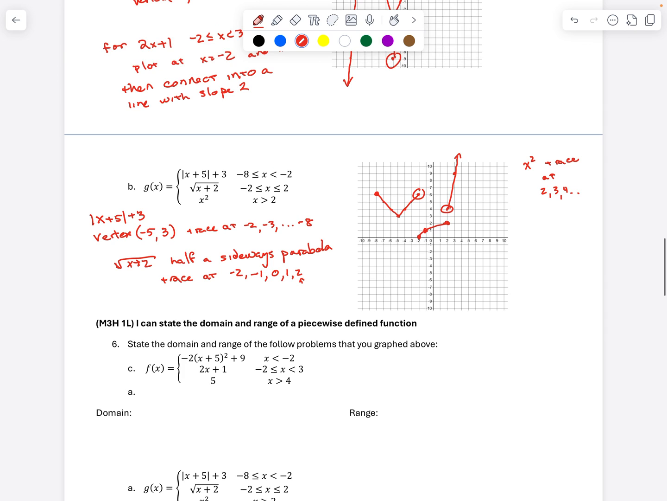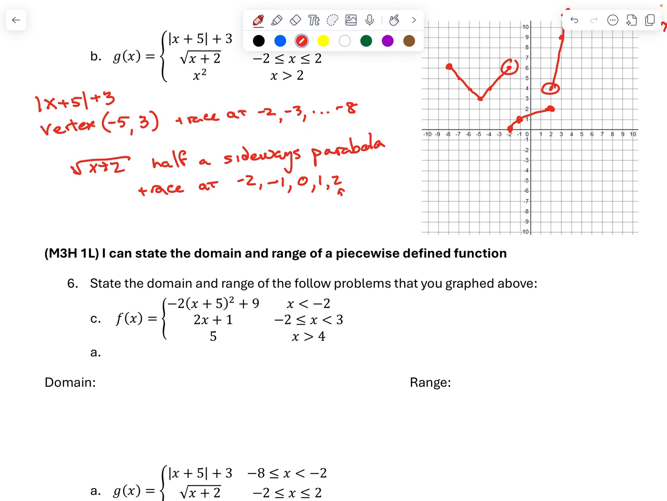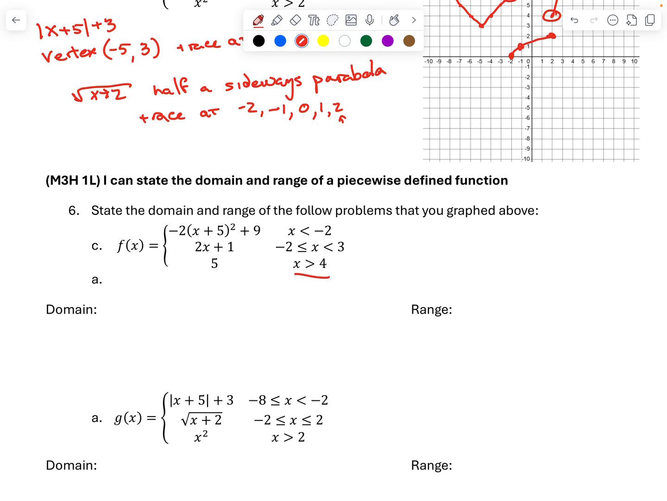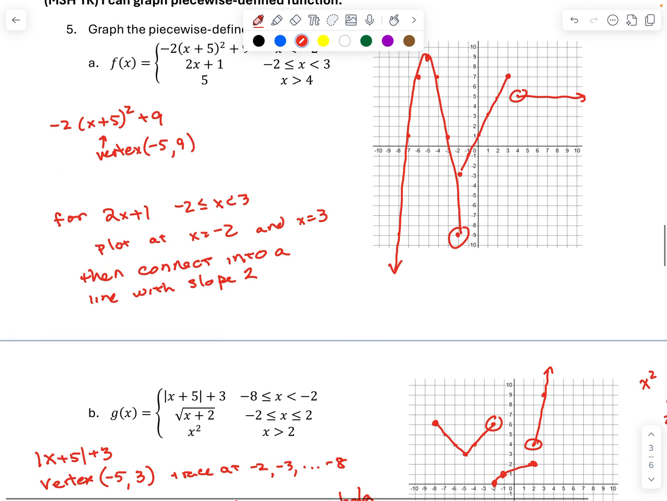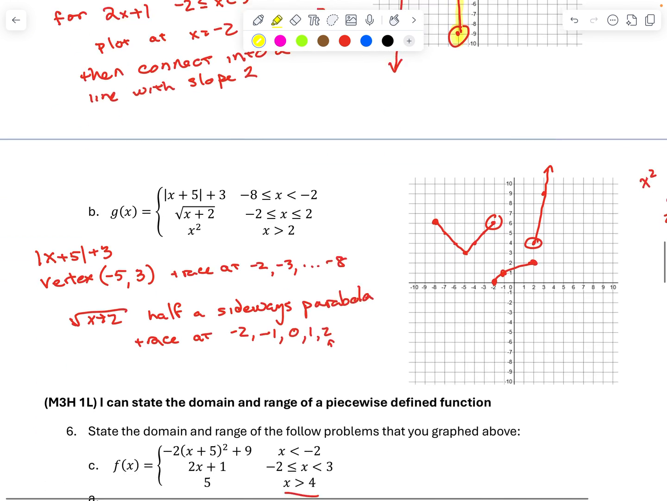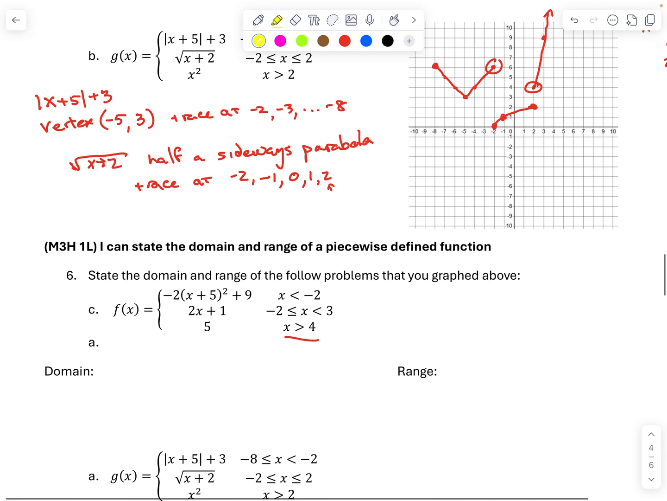Okay, domain. The domains, you can look at this and say, okay, what's happening? -2 gets filled in. And if you look at the previous graph, the previous page, you see that there's a hole at x equals -2, but it gets filled in by the line. So the domain goes all the way to 3 and has a hole between 3 and 4.